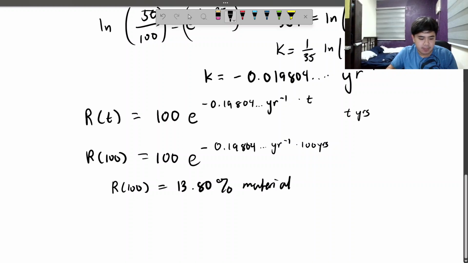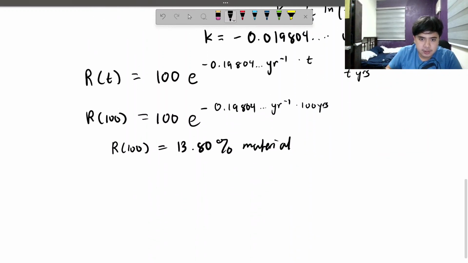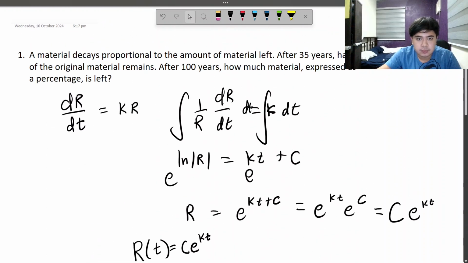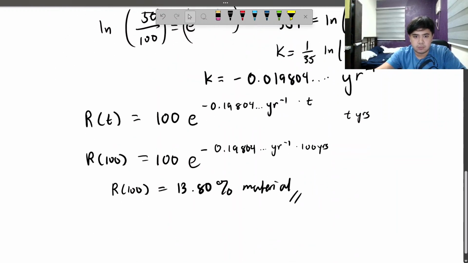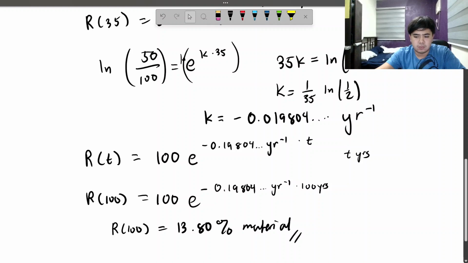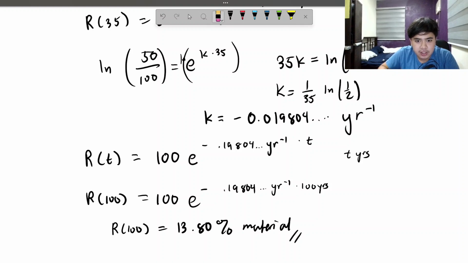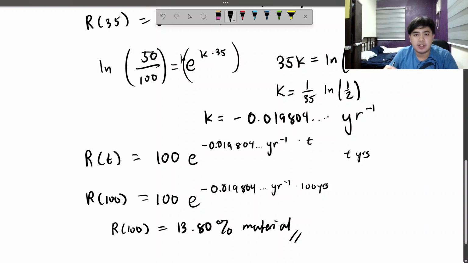Let me check. Yes. So that's going to be our answer. I should note that there's an error in here: 0.0, right. Sorry about that. And 13.80% of the material is left.